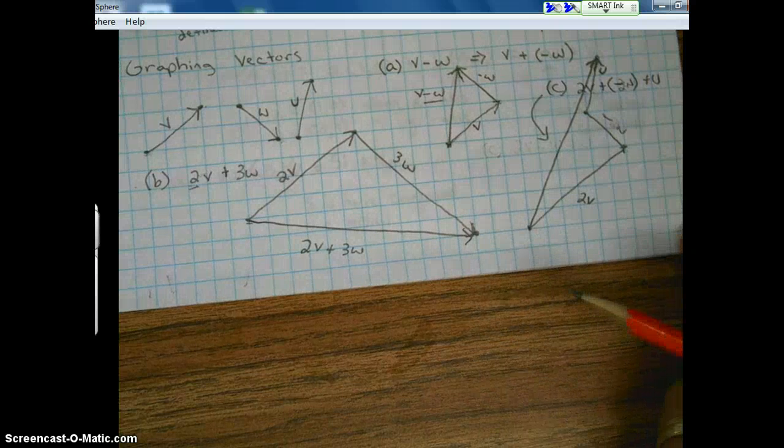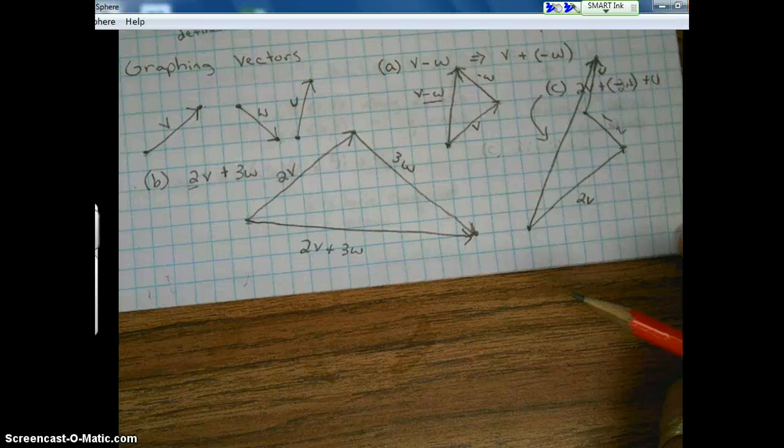There are ants crawling all over my stuff here. It's crazy. I see ants everywhere.